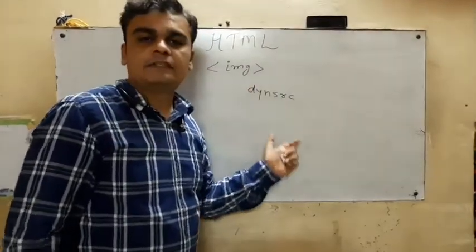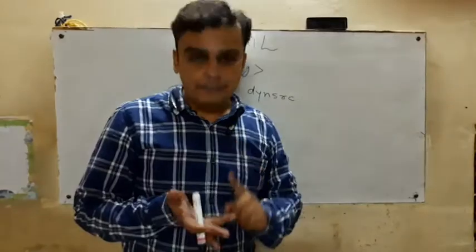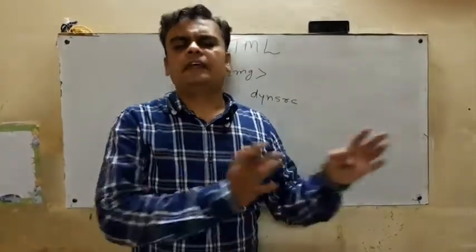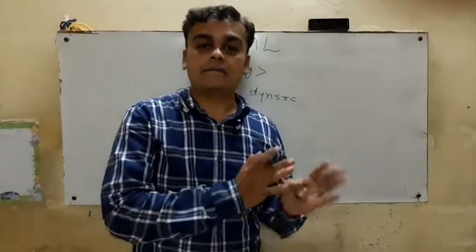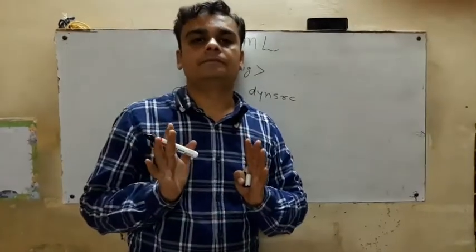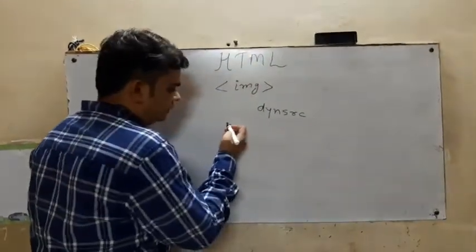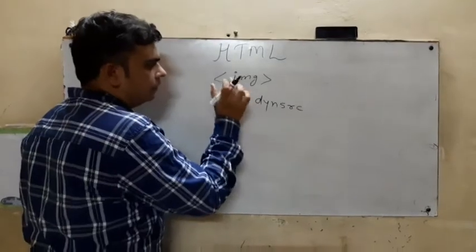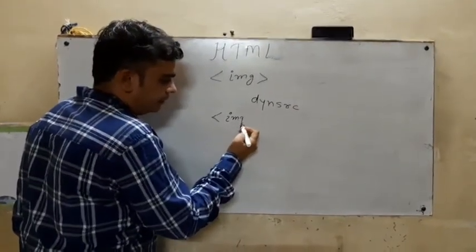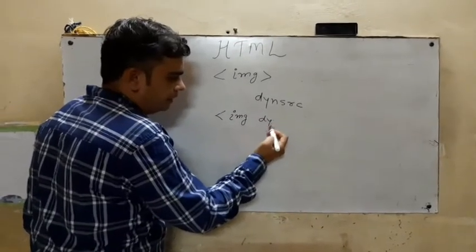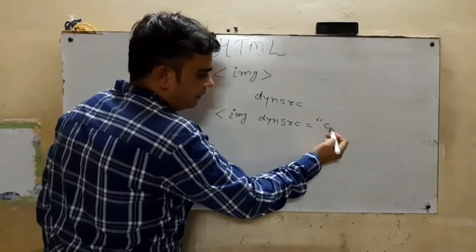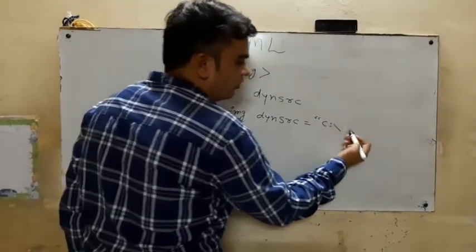Generally HTML supports AVI files, MP4 files, MPEG files, DAT files, and QT files. There are so many formats available, and mostly all formats are supported by HTML. Now we are going to see how to insert a video file using the IMG tag. I am going to write down the example: IMG DYNSRC equals, and thereafter I am going to insert the path of my video file.